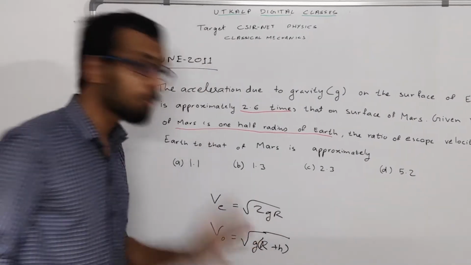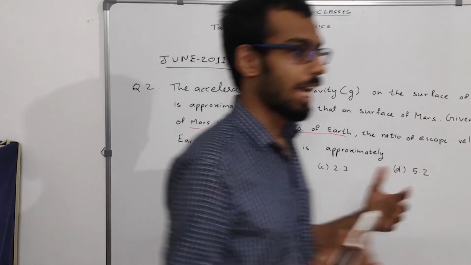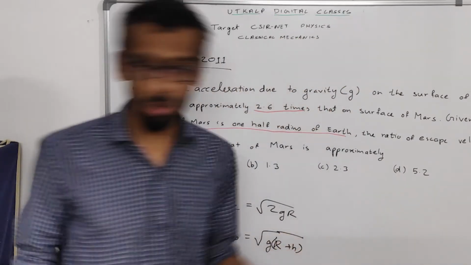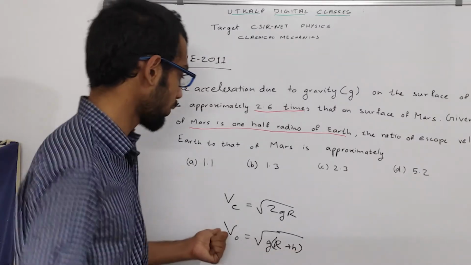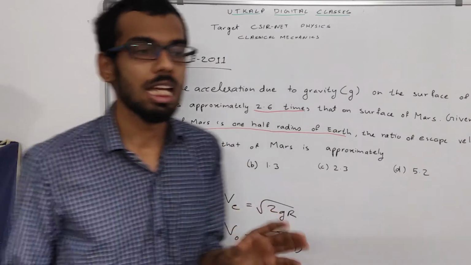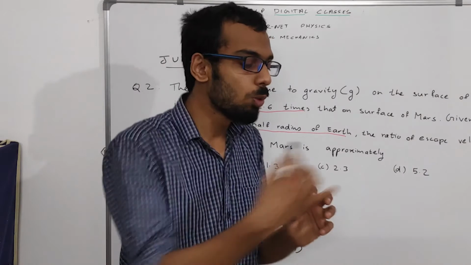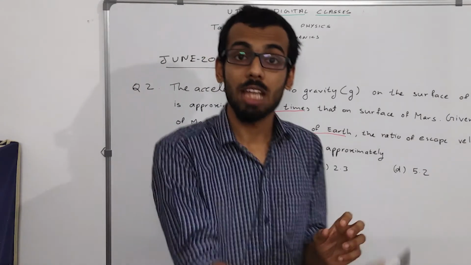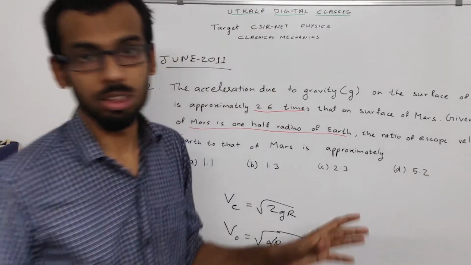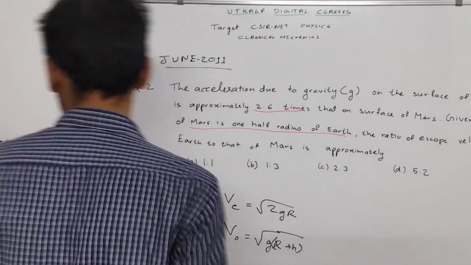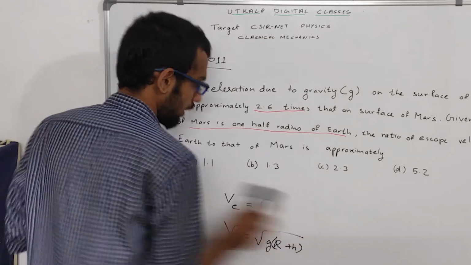Now, if I am throwing a particle with a velocity in between both these velocities, that is, in between orbital velocity and escape velocity, it will move around Earth in an elliptical path. Alright, so these are the concepts that you need to know to solve this problem. Now let's get to solving this problem.